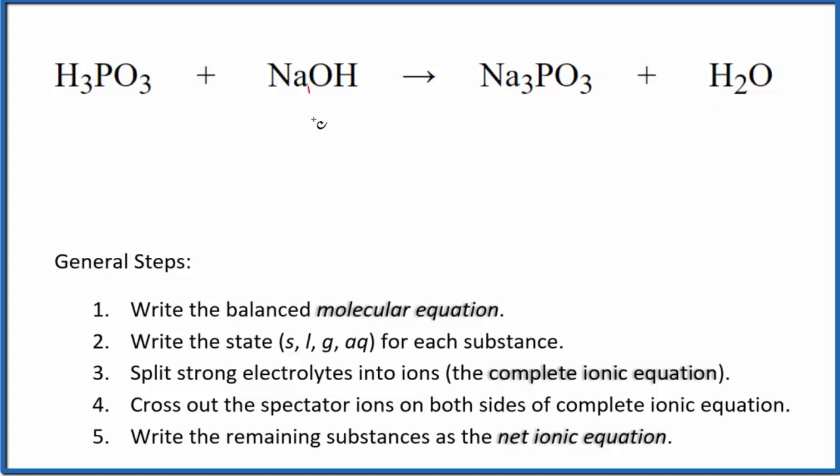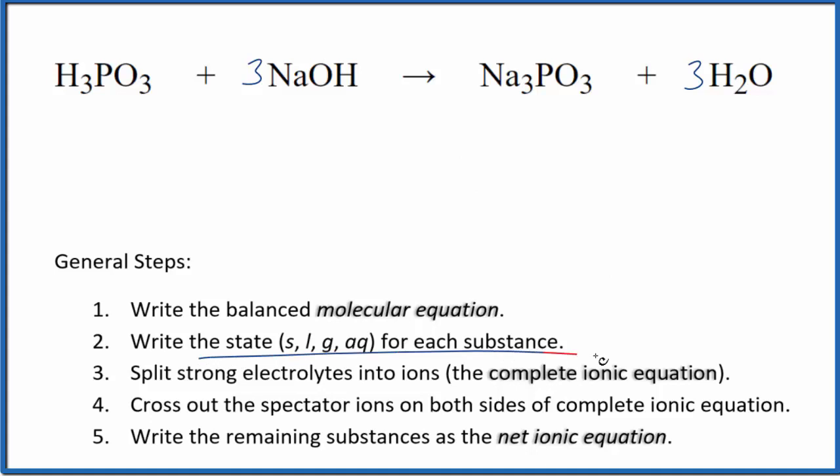I have one sodium here and then 3 here. I'm going to put a 3 in front of the sodium hydroxide. That balances the sodiums. Now I have 3 plus the 3 times 1 for the oxygen, so 6 oxygens. So 3 plus 1 times 3. That balances the oxygens. 6 hydrogens over here, and then phosphorus, phosphorus. This is the balanced molecular equation.